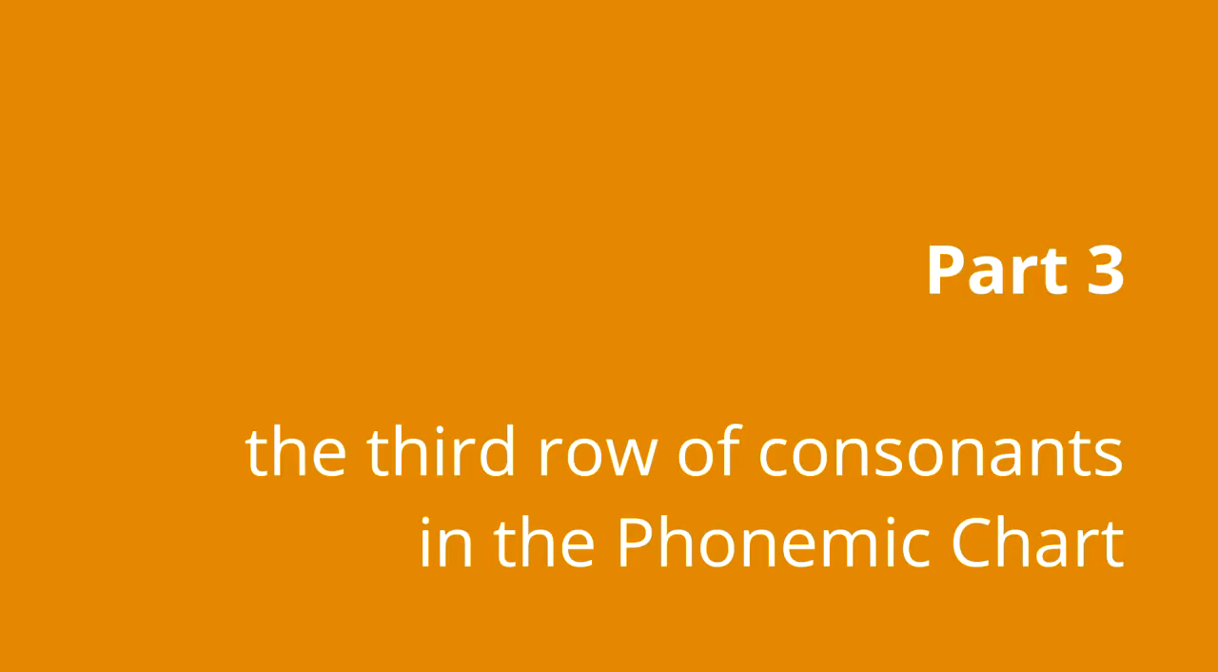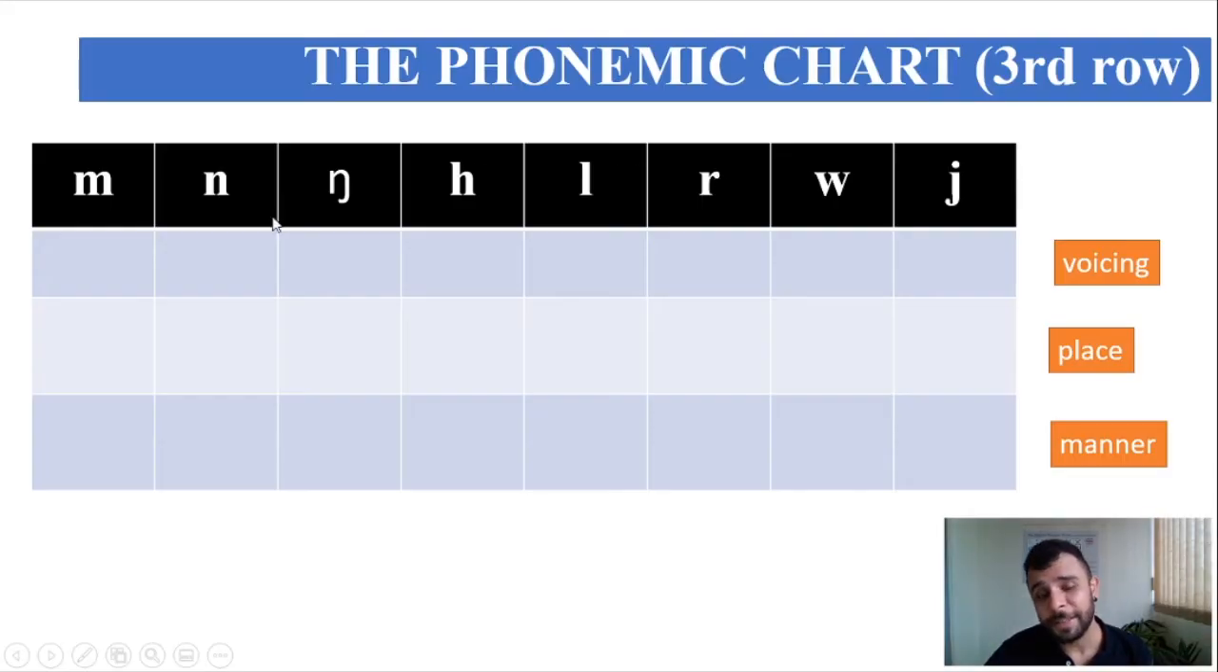Part 3, the third row of consonants in the phonemic chart. In the third row, you have different groups. Instead of what happens with the first two rows, you will have the remaining phonemes of English. First you have the nasals, ma, na, a group of sounds here. All the nasals are voiced.